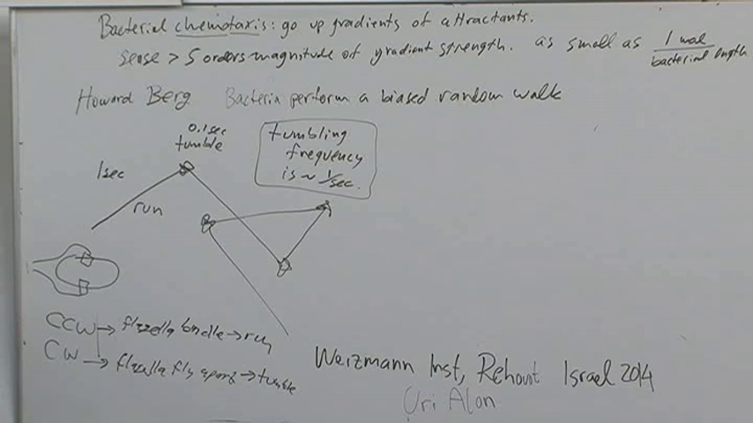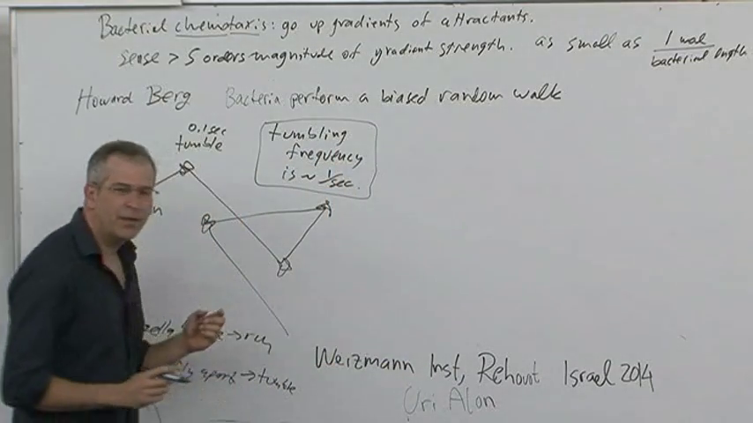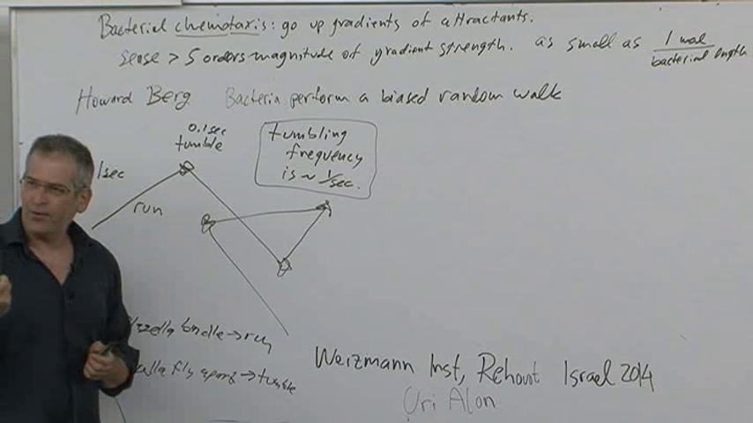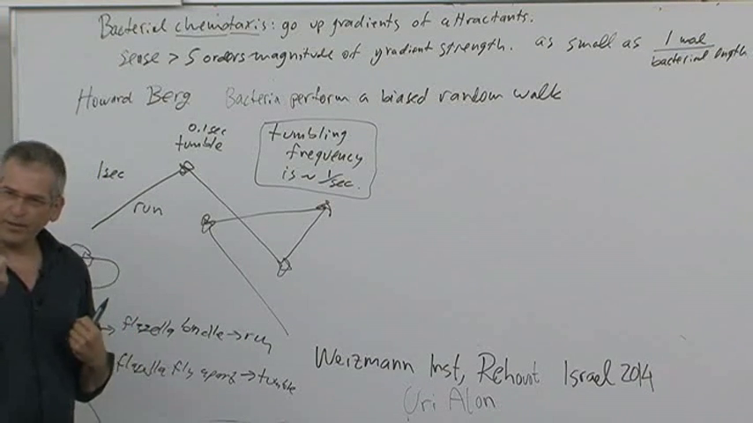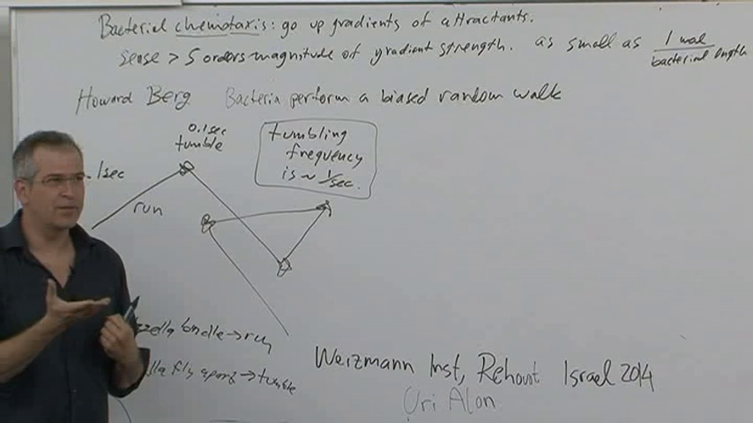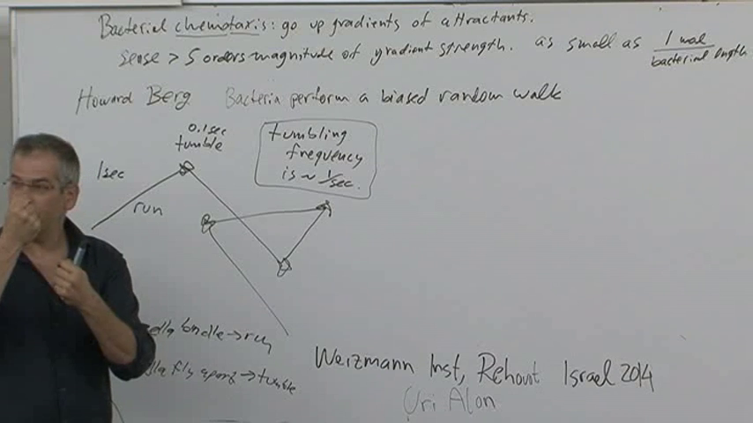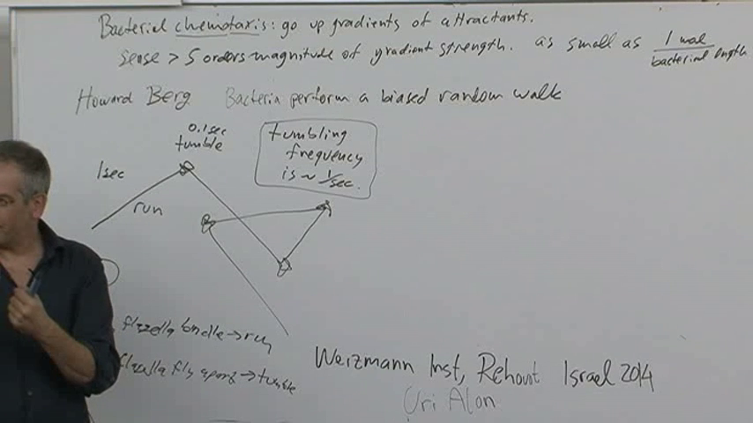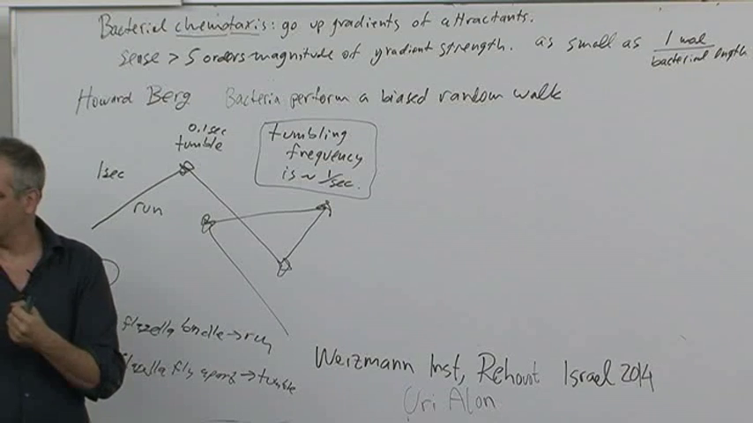Now, how do they climb the gradient? It's very simple, what Howard Berg discovered. The bacteria climb the gradient by comparing the attractant concentration now with the attractant concentration in the past. And if things are getting better, attractant goes up, then that means they think we must be going in the right direction. And they lower their tumbling frequency. So they keep going in the right direction.